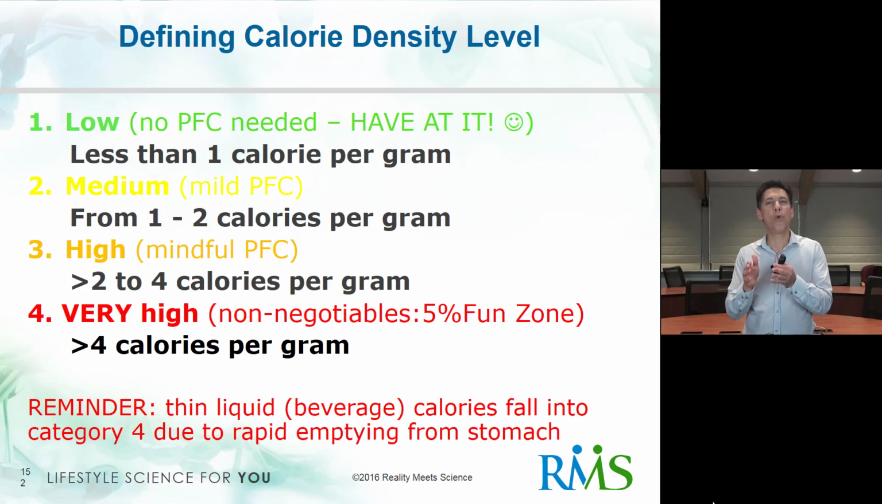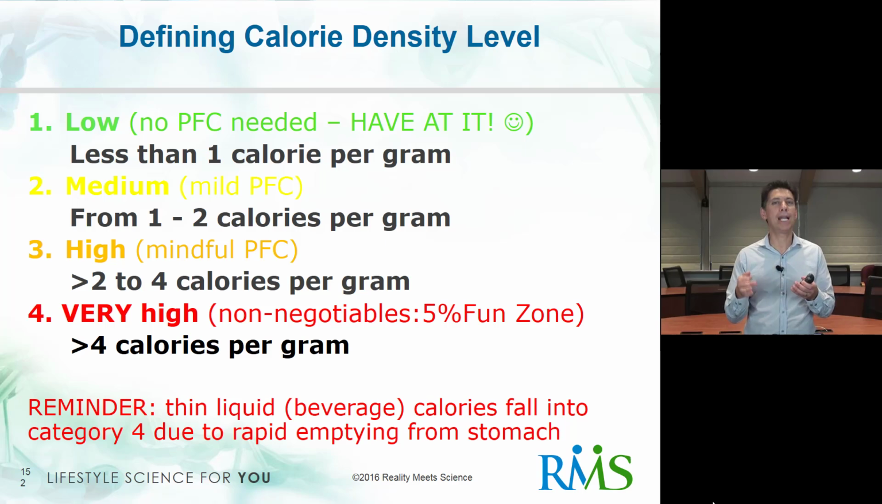High is from 2 to 4 calories per gram. Okay, so for instance, if you had 150 calories for 50 grams of food, right, about an ounce and a half, that would be a high calorie density food. You may find many high fiber cereals in that category, for instance. Not that they're bad, they have a lot of chewing and so on, etc.